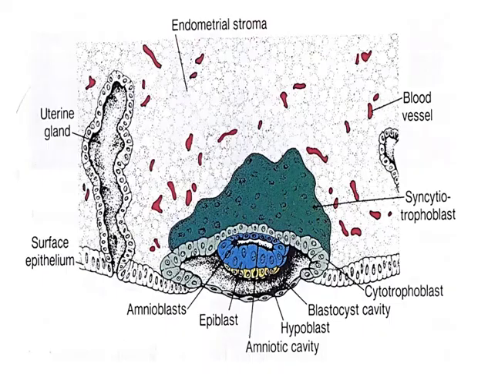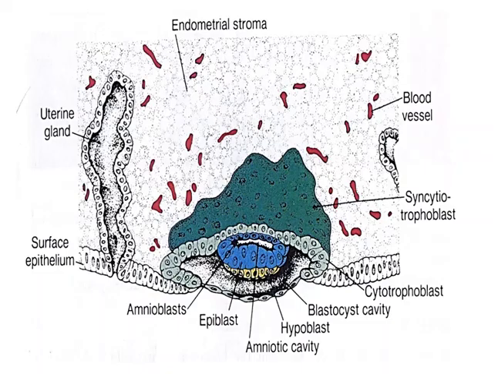As we see here in this figure, the endometrium, the uterine gland, and here we have the blastocyst. This is the hypoblast, this is the epiblast, this is the yolk sac or primary yolk sac, and here we have the amniotic cavity. Here we have the amnioblast, and here the cytotrophoblast, and this is the syncytial trophoblast. This is the endometrial stroma.